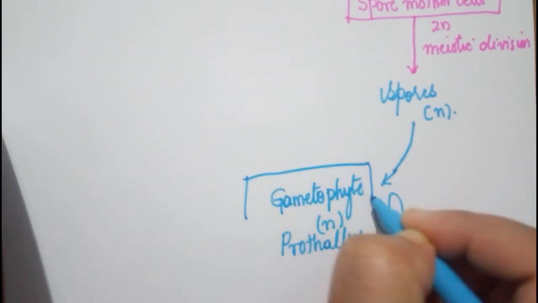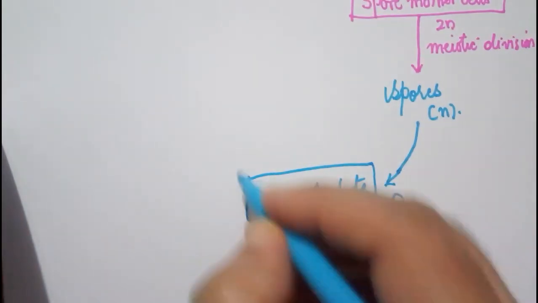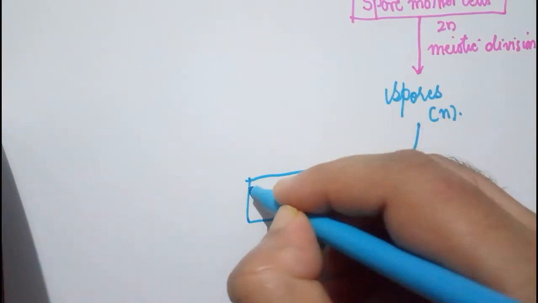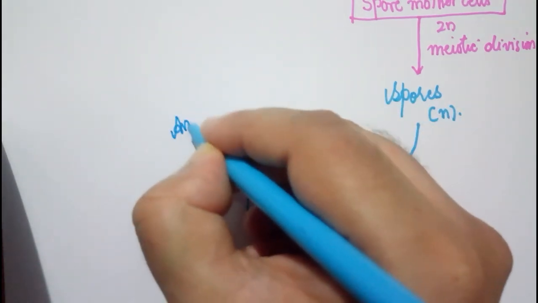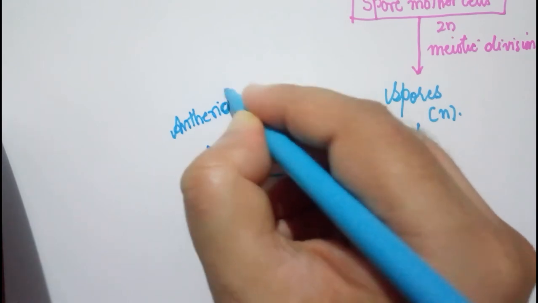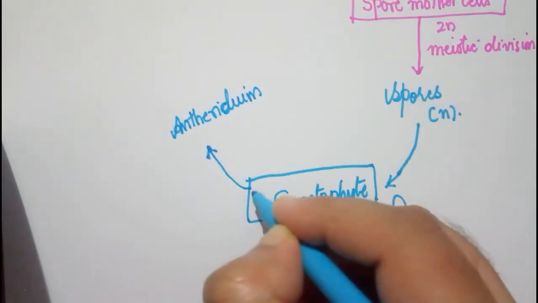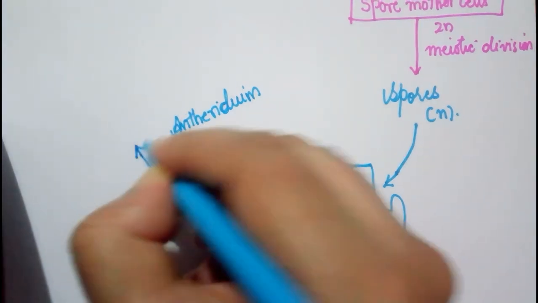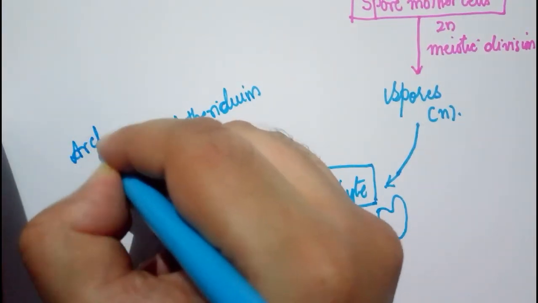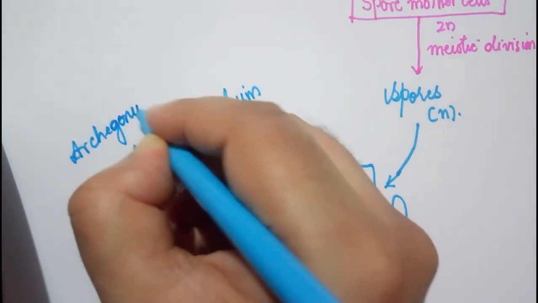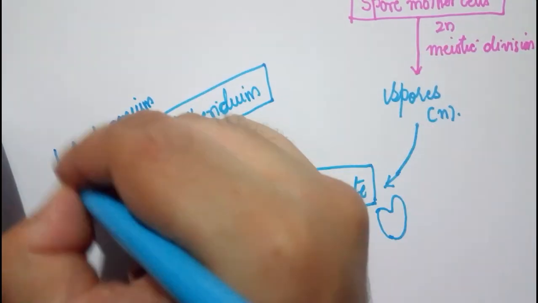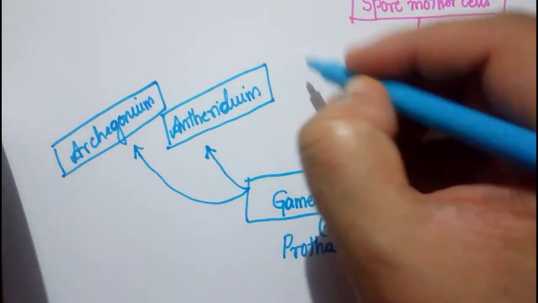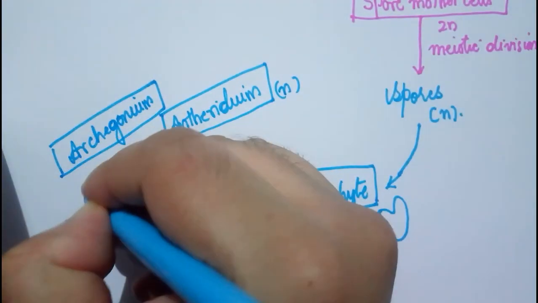Now on this gametophyte, two reproductive structures are present. The first one is called the antheridium, and the second one, the female, is called the archegonium. Both of them are haploid because they are produced on the gametophyte. So antheridium is also haploid, archegonium is also haploid.